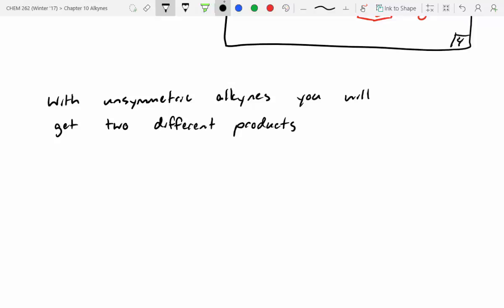And I guess I should say unsymmetric internal alkynes, meaning that the alkyne is between 2 adjacent carbon atoms. Does that make sense? So in each of these, we were doing Markovnikov hydration, which leads us to the question, well, what if we want the anti-Markovnikov product? There's a way.